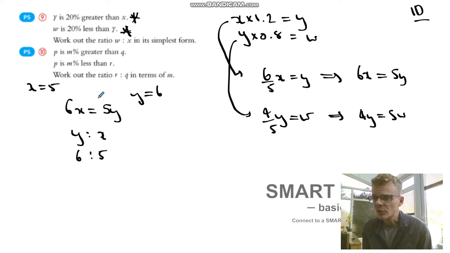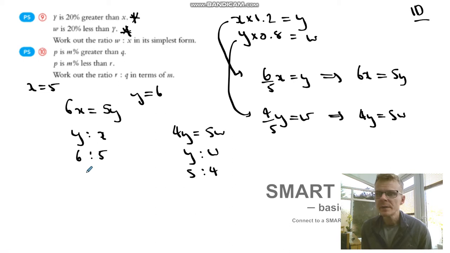A little shortcut, as you can see here, is you just switch the numbers around. So 6x and 5y, you end up with 6 lots of y and 5 lots of x to make them equal, and therefore that gives you the ratio. So again, we can make the jump now. If we go back over to the 4y equals 5w, then this must be in the ratio of y to w, 5 to 4, i.e. 4 times 5 for the y will give you 20, and 5 times 4 will also give you 20.